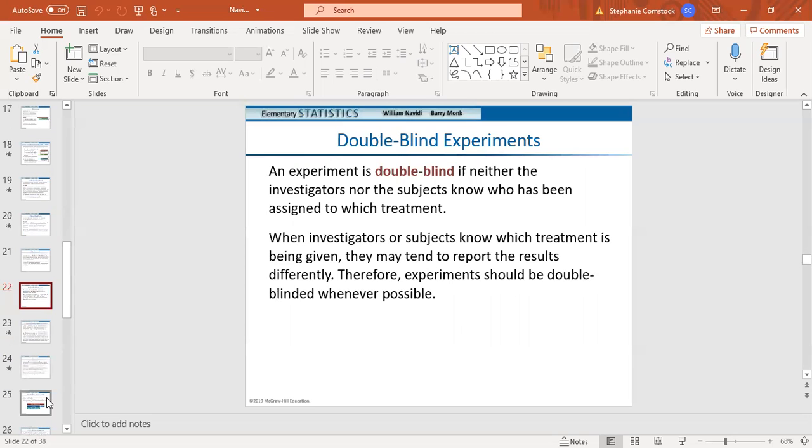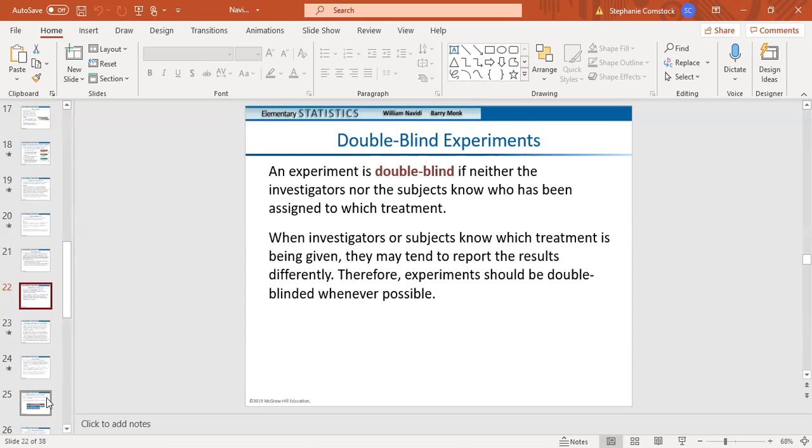Now, this is talking about a double blind. There is something called a single blind as well. So we'll start with double blind. In a double blind, the investigator, or the person taking the information, and the subjects who are participating do not know which group they are in.